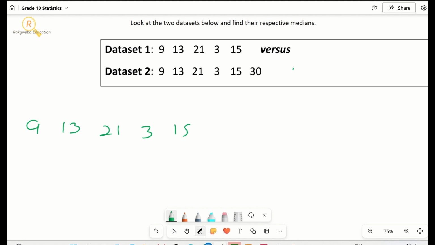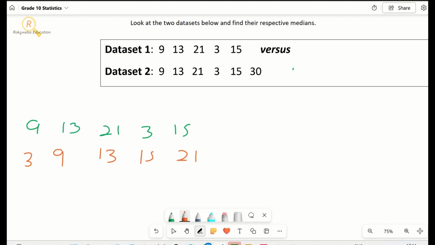You're asked to find the median of the data. First things first, arrange in ascending order. So the smallest value is 3, then 9, 13, 15, and then 21. Sharp.